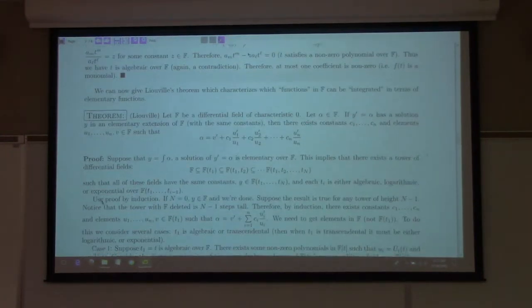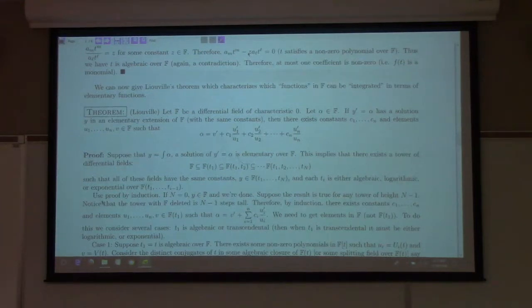As you can see, here's the theorem. Theorem: let f be a differential field of characteristic 0. Y prime equal to alpha, with alpha in the field, has a solution y in an elementary extension of f with the same constants. Then, if that's the case, there exist constants c1 through cn, and elements u1 through un and v in the field, such that alpha is equal to this stuff right here. All right.